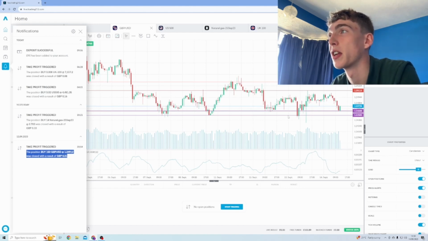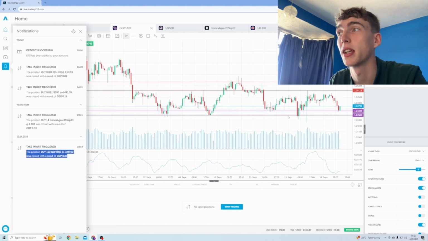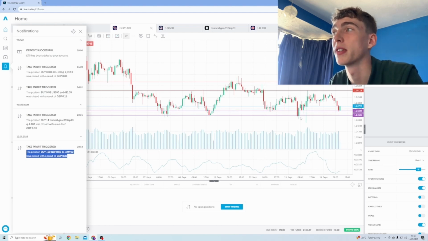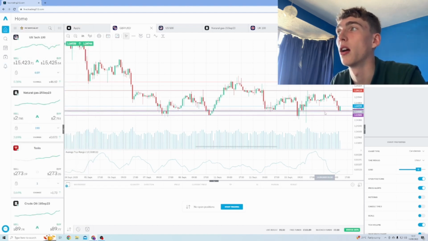So I've already briefly done an analysis on this particular graph, and why I put my resistance where I did, why I put my support lines where I did, and my reasoning for buying.